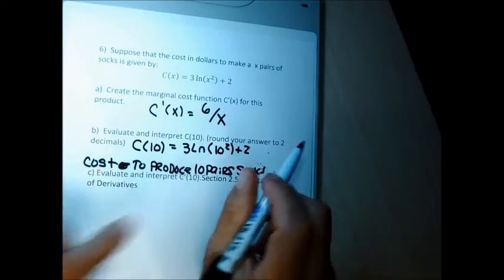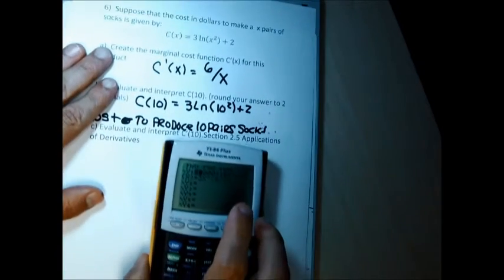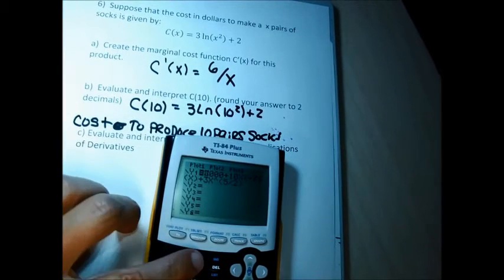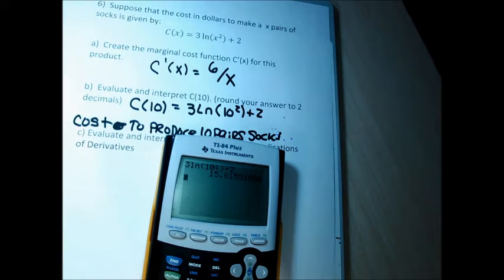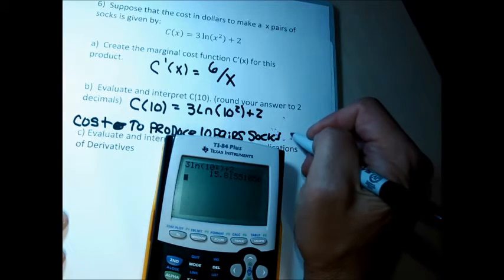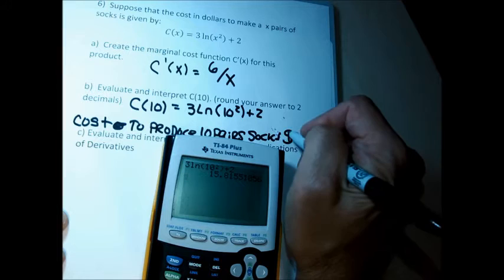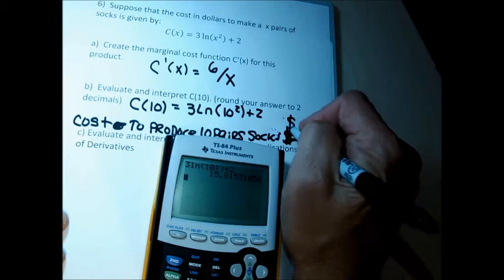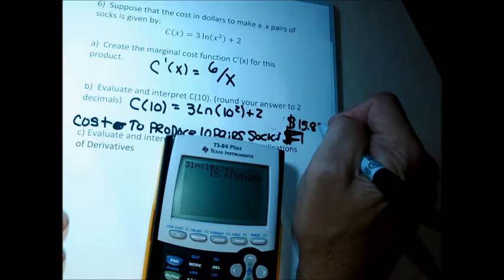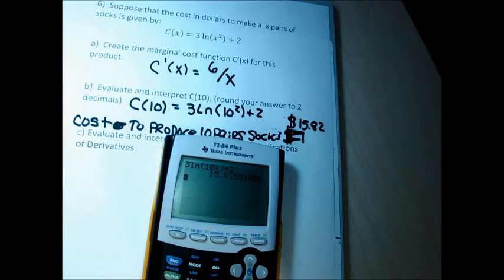I'll do this from the main screen because I could actually do that, but I prefer doing it from the graph screen. But when it's not hard, you can use the main screen. So I can go 3 ln 10 squared plus 2, and I get $15.82, rounded to 82 cents. So the total cost to produce 10 pairs of socks is $15.82.